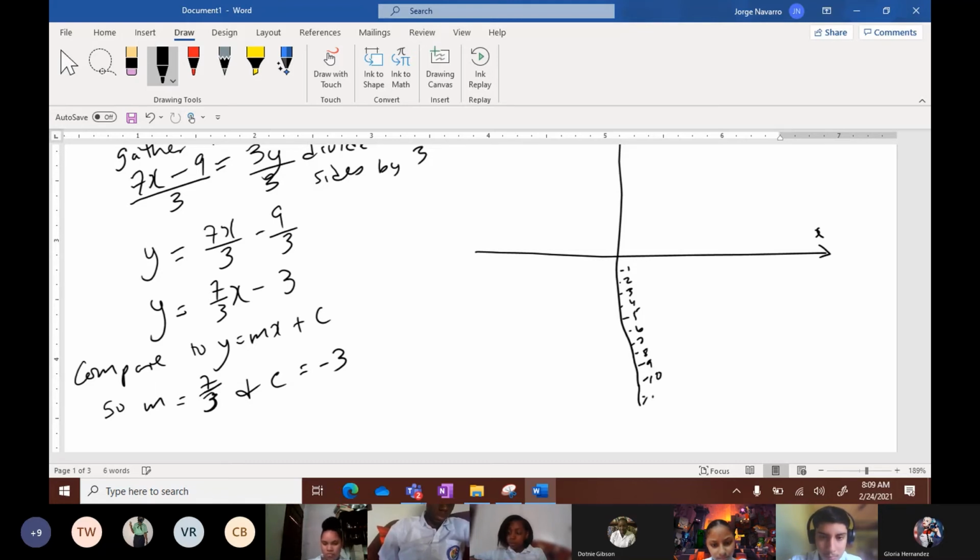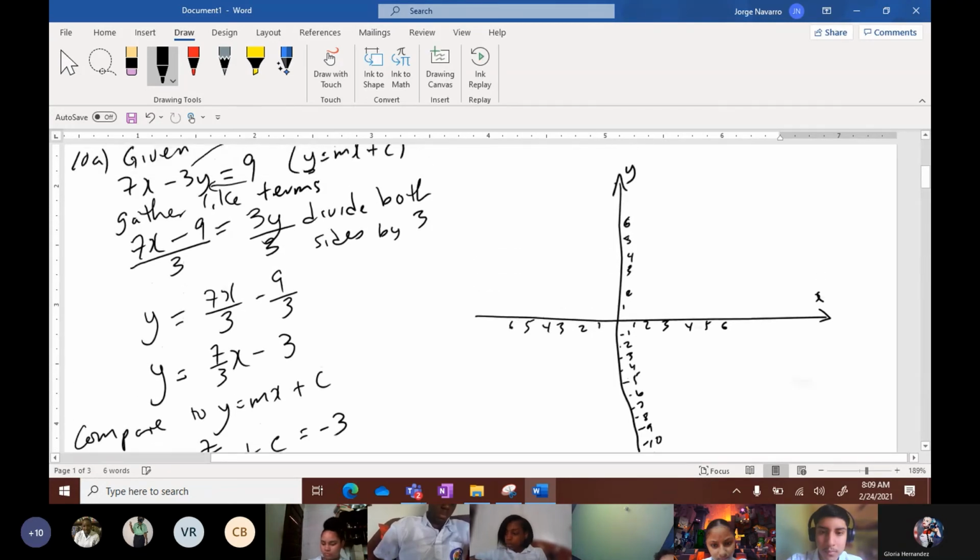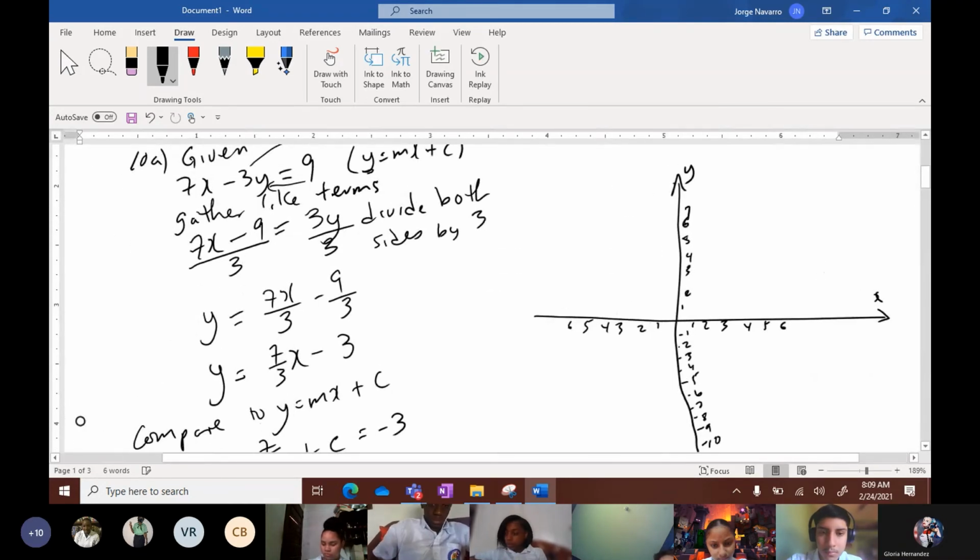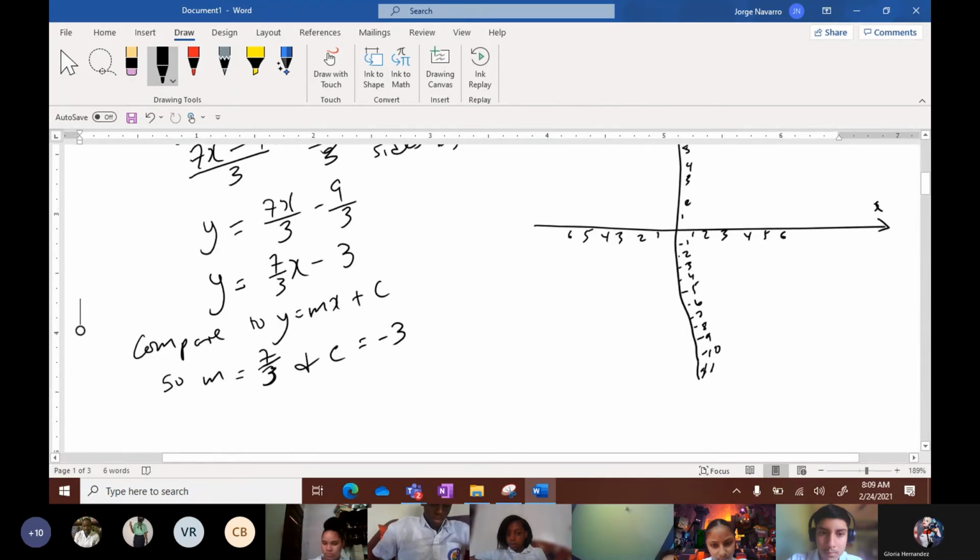So this one is -11. Here I want to have 1, 2, 3, 4, 5, 6. That's enough. 1, 2, 3, 4, 5, 6, 7. All right. So I will start at the -3. So this is this part.